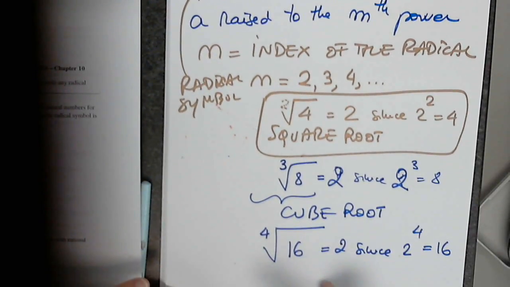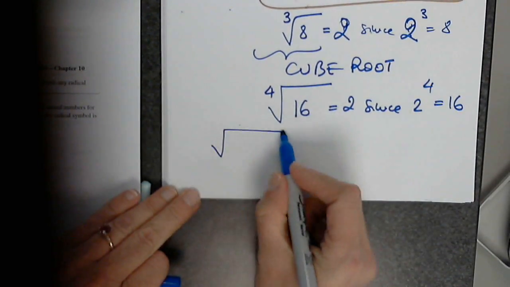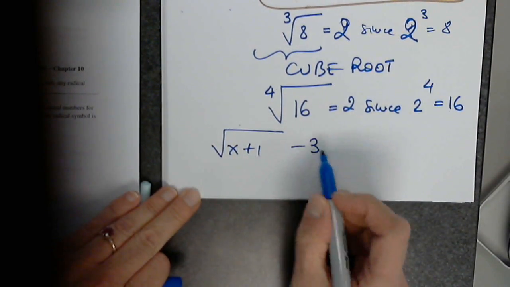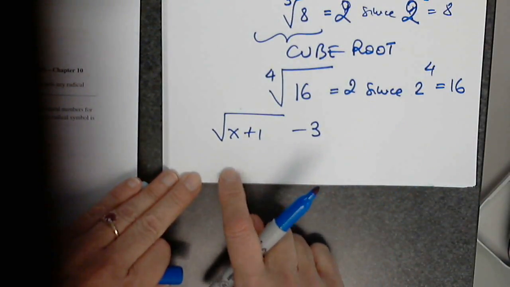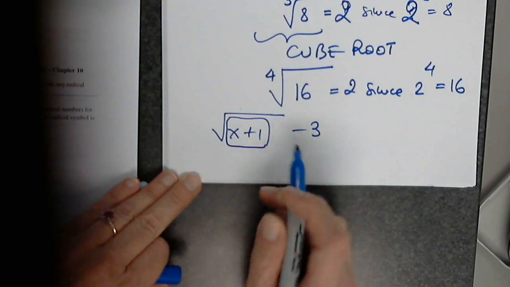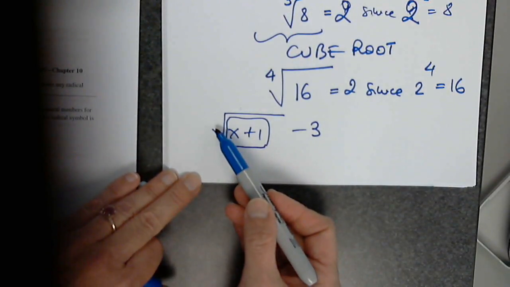The whole thing. Now, if I have this situation, let's say, the square root of x plus 1 minus 3, negative 3 does not belong to the radicand. The radicand is only this quantity that is under a root. The index is 2.